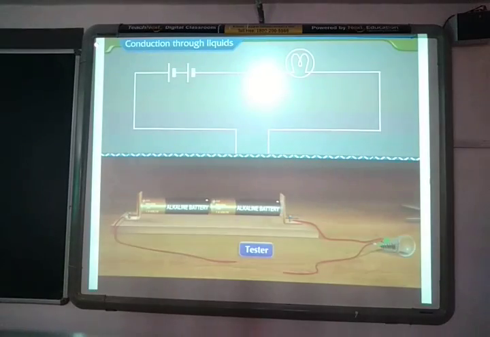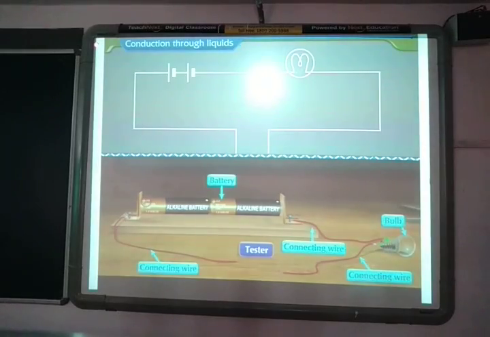A tester is a circuit wherein one terminal of a battery is connected in series with a bulb with the help of a connecting wire, and the other free end of the bulb is connected to another connecting wire. The positive terminal of the battery is connected to another connecting wire.